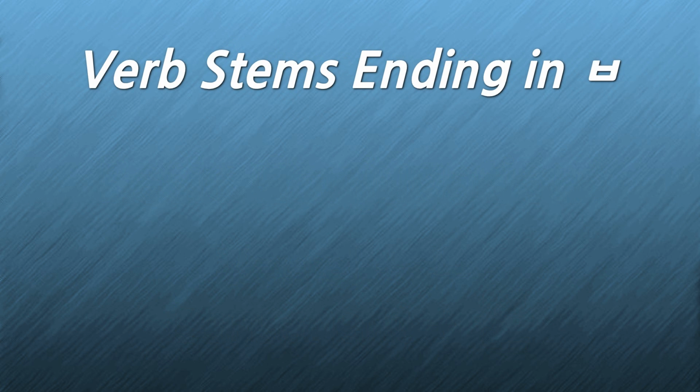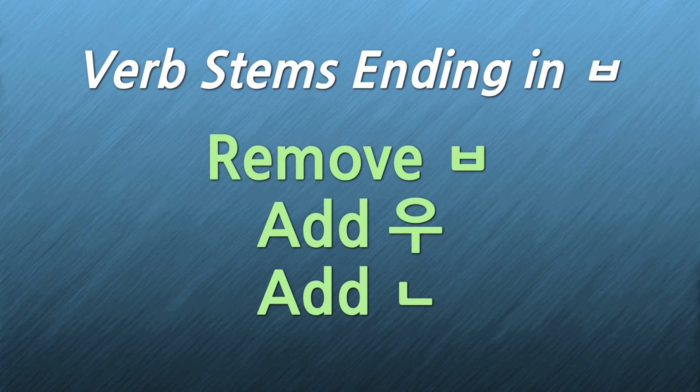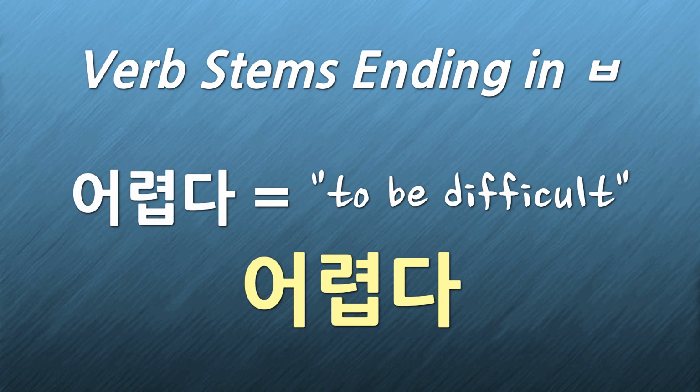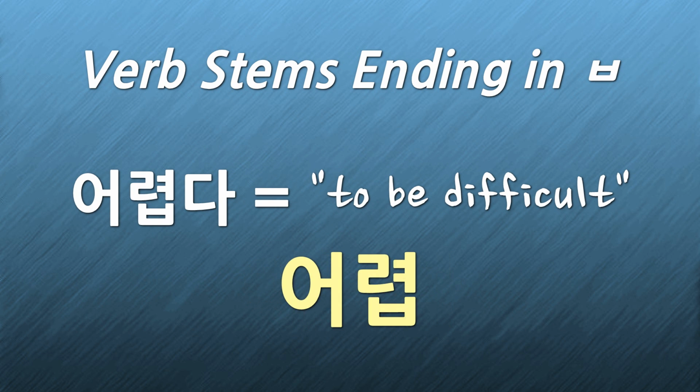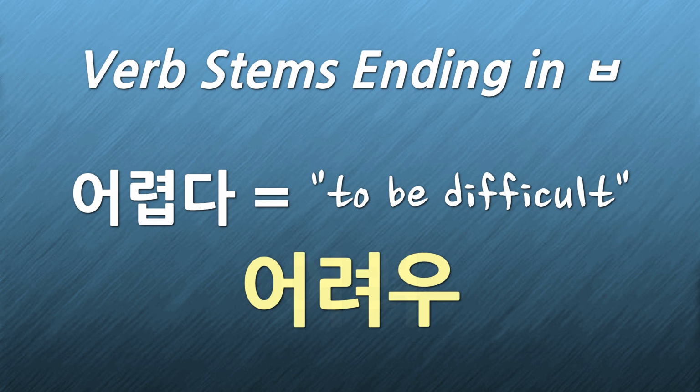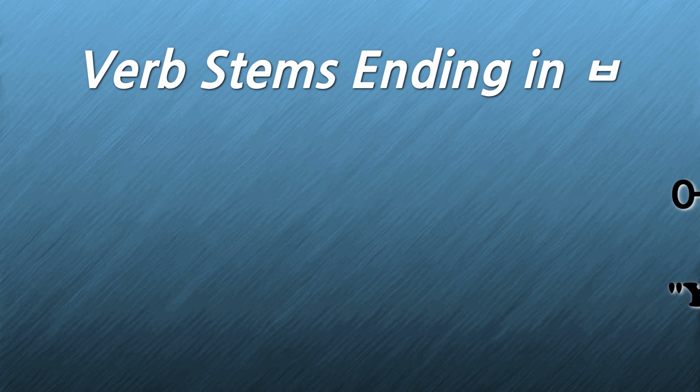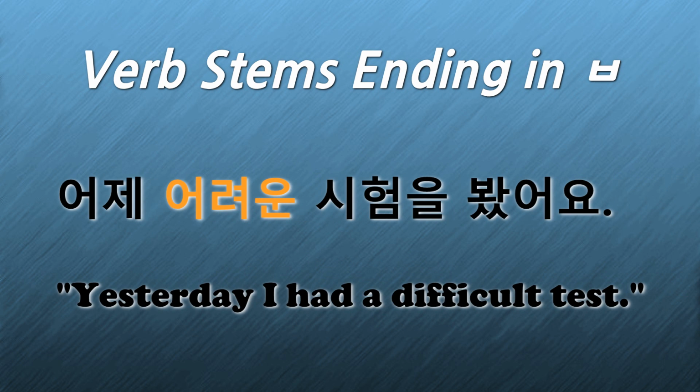After removing the 다 at the end of a descriptive verb, if the verb stem ends in a single ㅂ, it'll conjugate differently. To conjugate it as an adjective, first remove the ㅂ, then add the syllable 우. Finally, add a ㄴ to the bottom. Let's take a look at the verb 어렵다, to be difficult. First remove the 다, then remove the ㅂ. Then add the syllable 우. Then add a ㄴ to the bottom. 어제 어려운 시험을 봤어요. Yesterday, I had a difficult test.